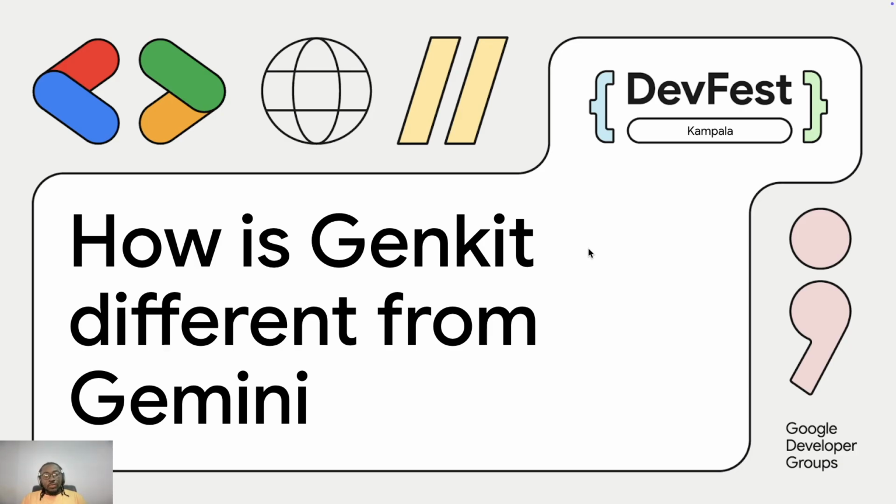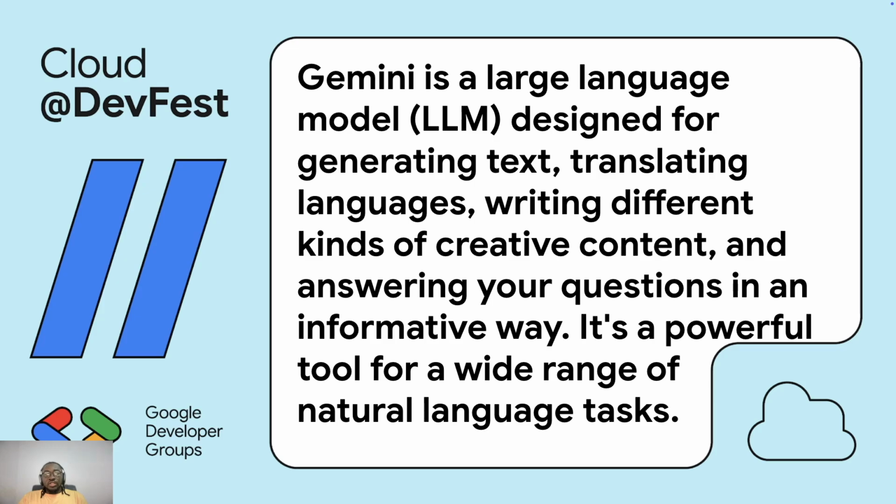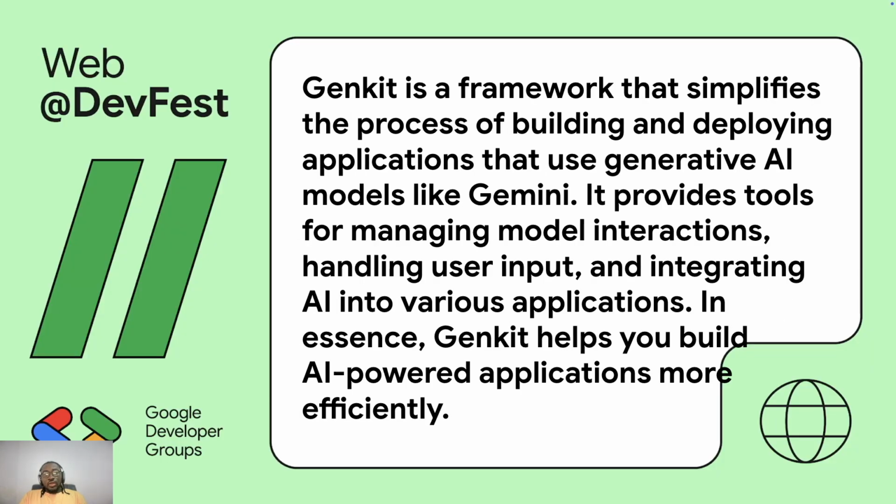Now, how is Genkit different from Gemini? Gemini is a large language model designed for generating text, translating languages, writing different kinds of creative content, and answering questions in an informative way. It's a powerful tool for a wide range of natural language tasks.